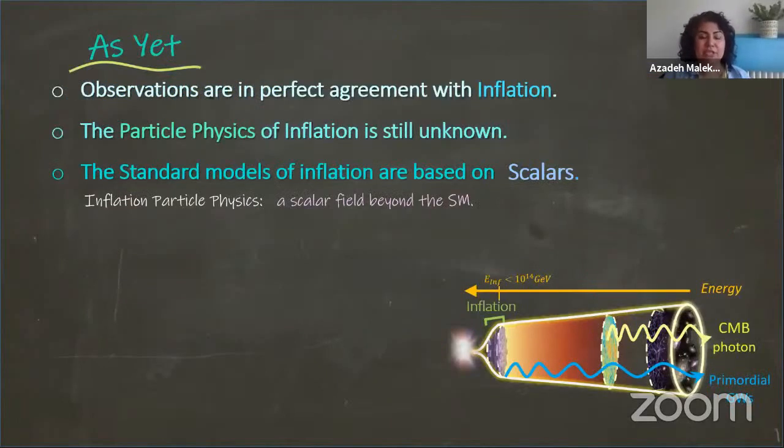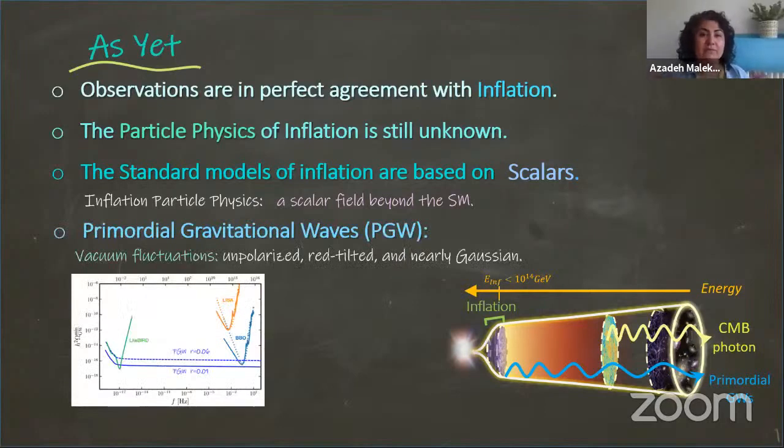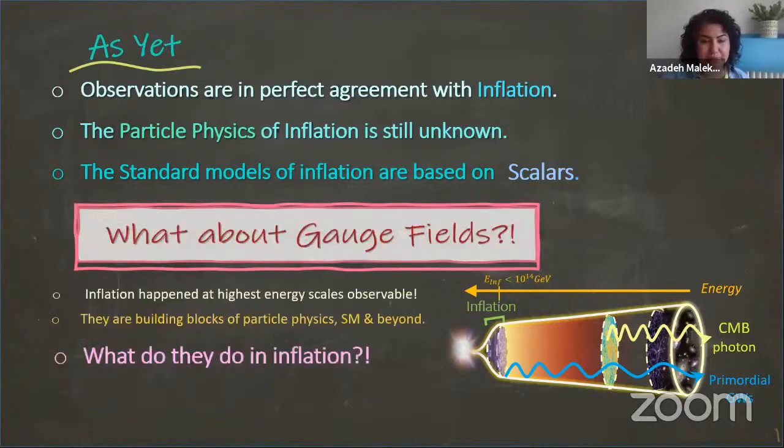So as yet, observations are in perfect agreement with inflation. The particle physics of inflation is still unknown. However, the standard models of inflation are based on a scalar field. So we assume that the inflaton is this scalar field beyond the standard model that we don't really know how it is connected to the rest of the standard model. And the primordial gravitational waves are sourceless. Therefore, they are just vacuum fluctuations, unpolarized, red tilted, nearly Gaussian.